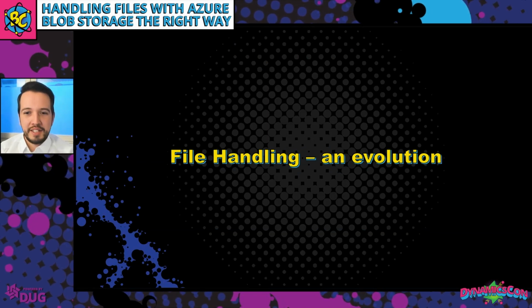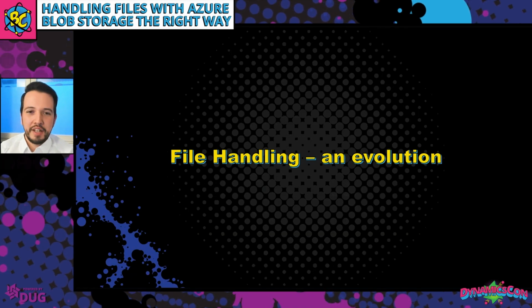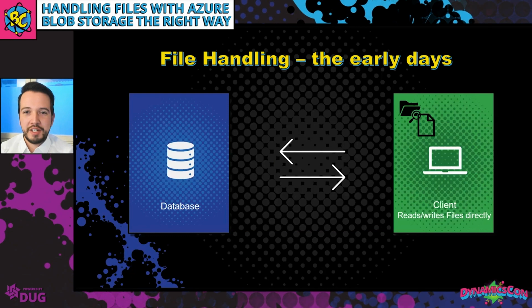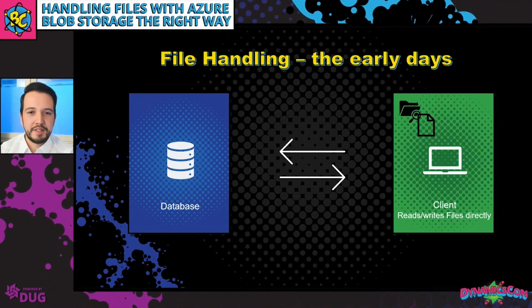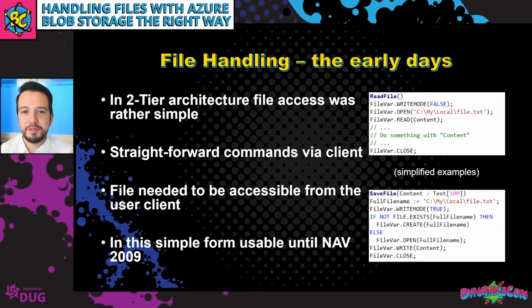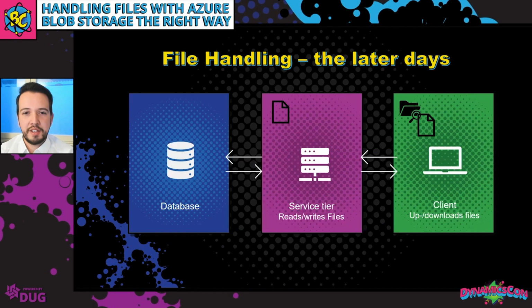Let's have a look at the evolution of file handling in NAV and Business Central. In the early days, it was very easy. The two-tier architecture of the system didn't leave much room for error. You were just able to open a file and read it, or create a new one and write to it. It was pretty straightforward. In the later days, things got a bit more complex.